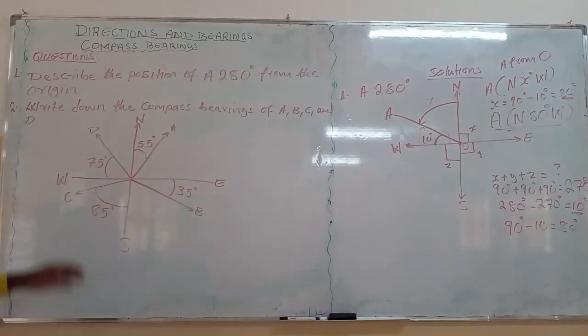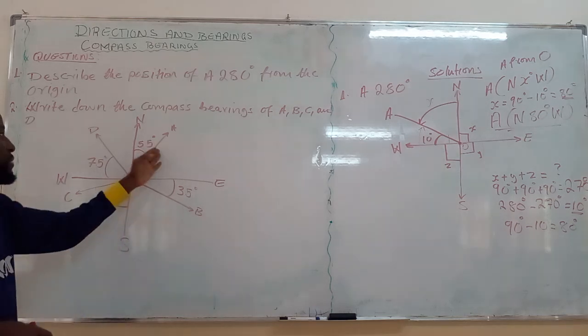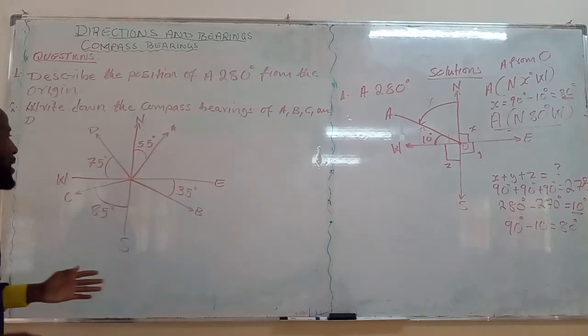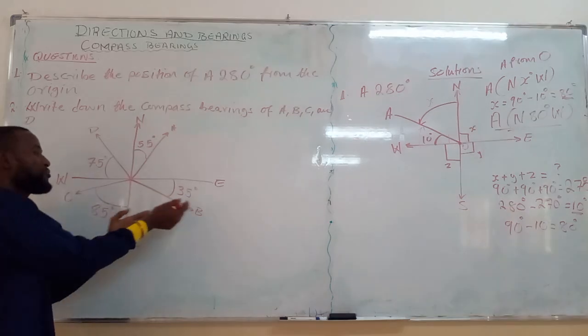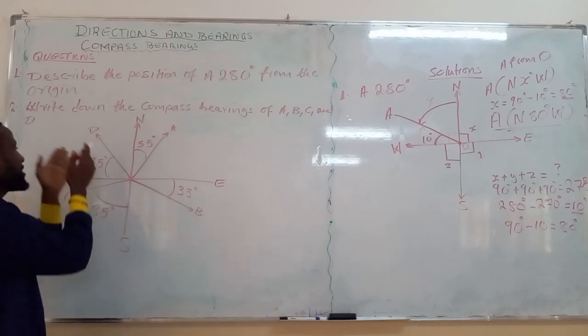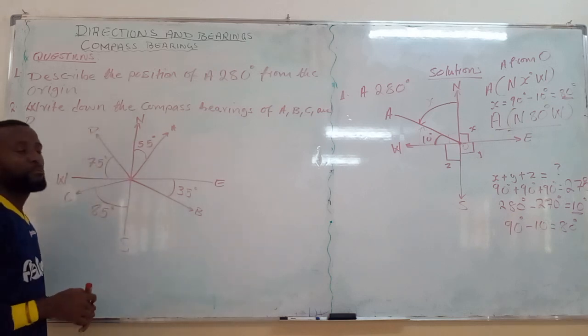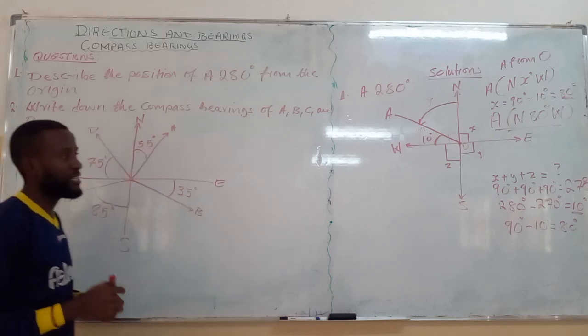Now, let us come to this question. Question 2. Write down the compass bearing of A, B, C, D. So, these are compass bearings. Of course, we looked at this in the previous video where we were naming all these compass bearings. So, my only interesting part is I want to see if you remember on how to name B and D. B and D, the rest of them, they are easy and straightforward.